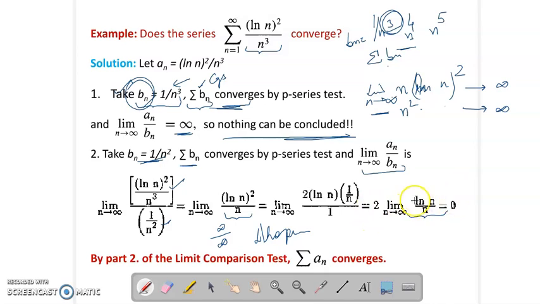If you do not remember this limit, then you can again say it is infinity by infinity form, and again using L'Hopital's rule, the derivative of ln n is 1 by n and the derivative of n is 1. Now when you take n tending to infinity, this will be equal to 0. Now see what happens. This limit turns out to be the number 0 and bn converges. So this fits into the second part of the limit comparison test, which says that if this limit is 0 and bn converges, then an converges. So we conclude that this series converges.